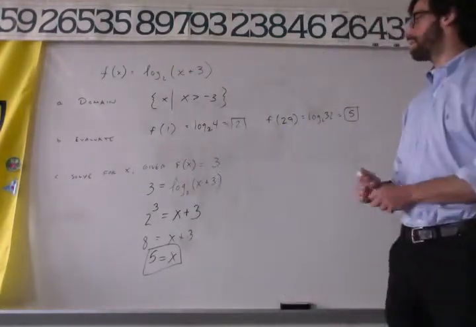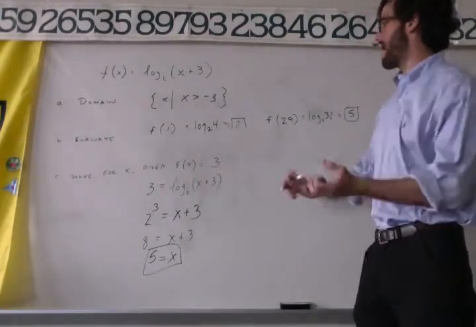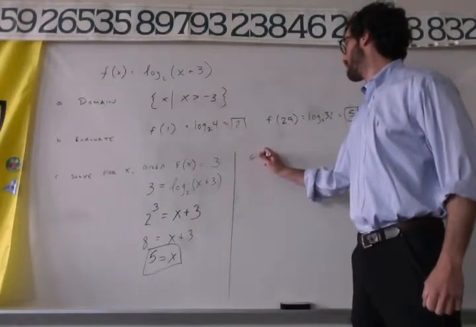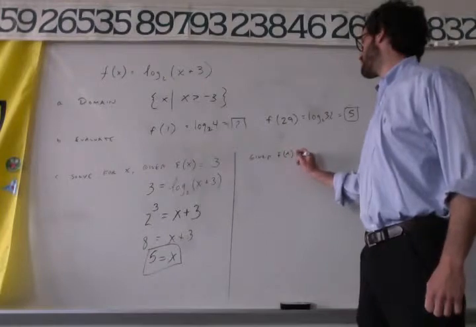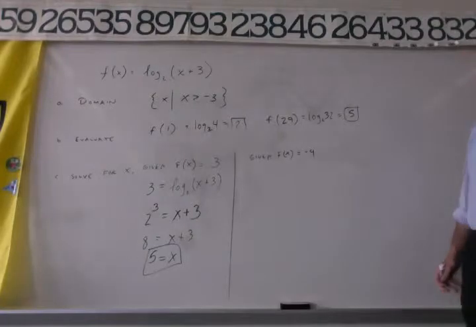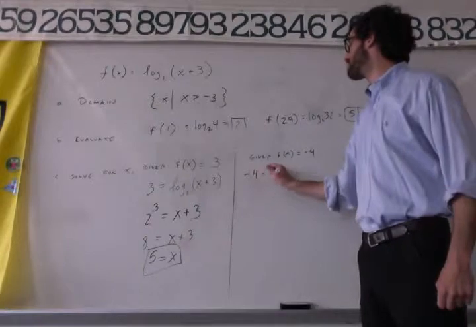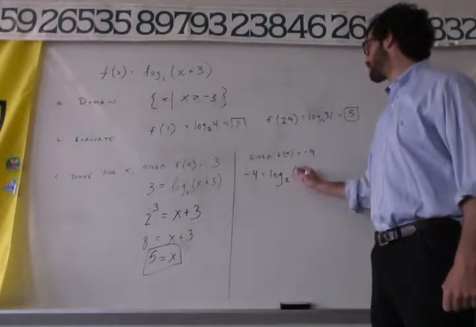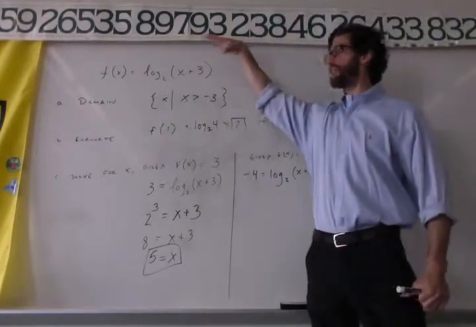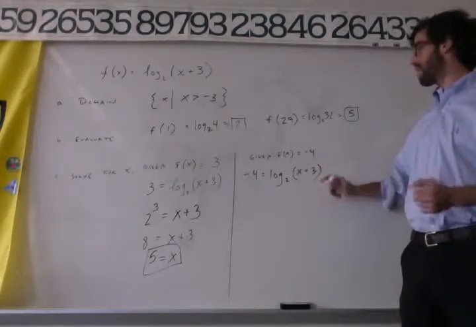One more solving problem, and then we'll call it a day. Let's say we had, solve for x given f of x is negative 4. Okay, so we'll have to deal with some fractions here. So now you have f of x is negative 4. So negative 4 equals log base 2 of x plus 3. And guys, oftentimes I'll just give you a problem that doesn't even introduce this as a function. It'll just give you this equation and say solve it. So that's what you'll have to do here.